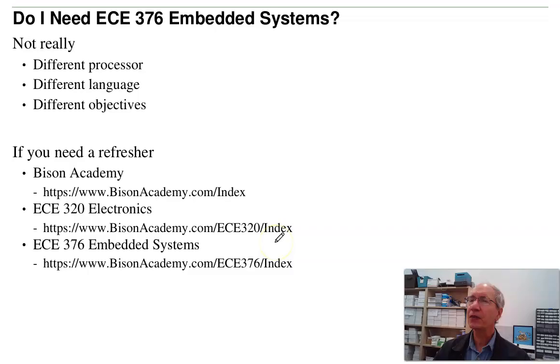So do you need 376 to take this class? Not really. It's a different processor, different language, different objectives. If you want to go back and need a refresher, a good place to go is Bison Academy. On Bison Academy, it's got a dozen courses taught in electrical computer engineering. You can go back and see what we did in electronics, what we did in embedded systems. So if you ever need a refresher, that's the place to go.